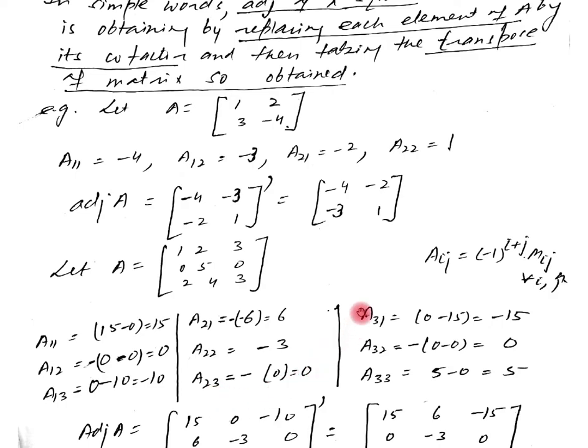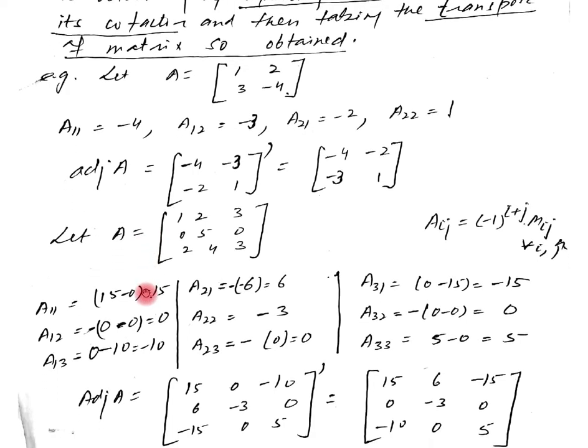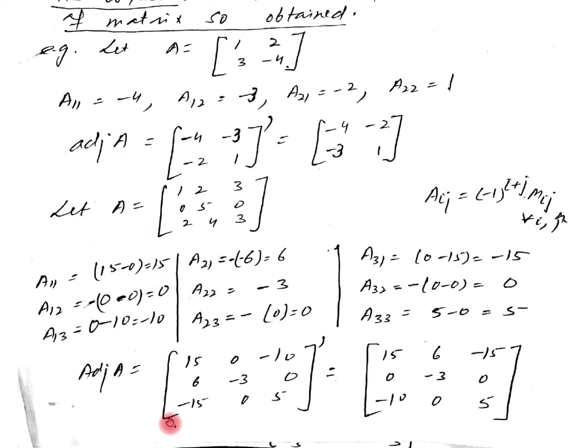Similarly, we can find out the cofactors of the elements of the third row in the same way. A31 equals minus 15, A32 equals 0, and A33 equals 5. So we find the cofactors of all the elements of the given square matrix. Now we replace each element by its cofactor, and this matrix is obtained.